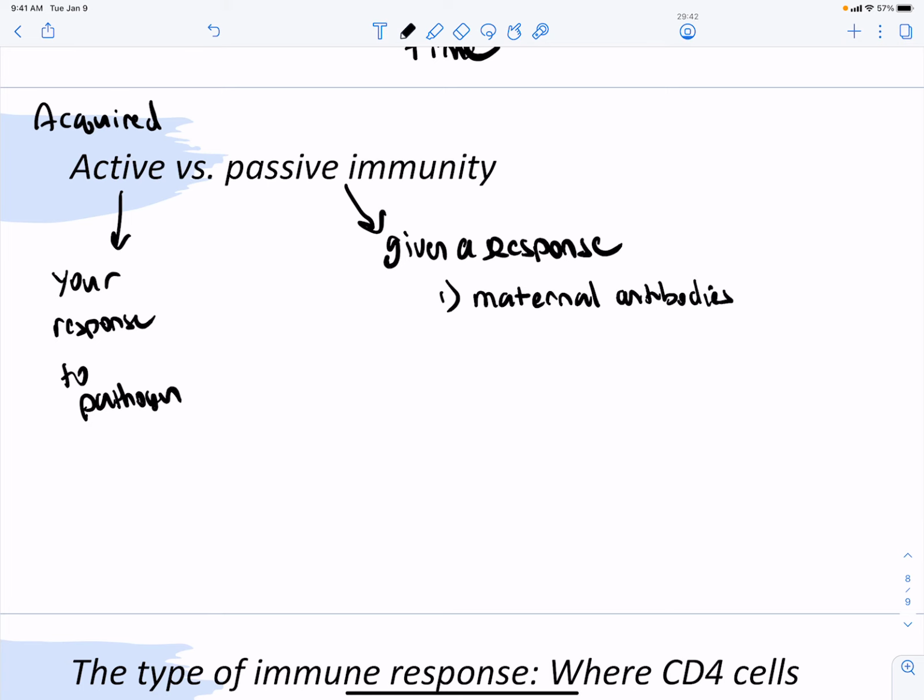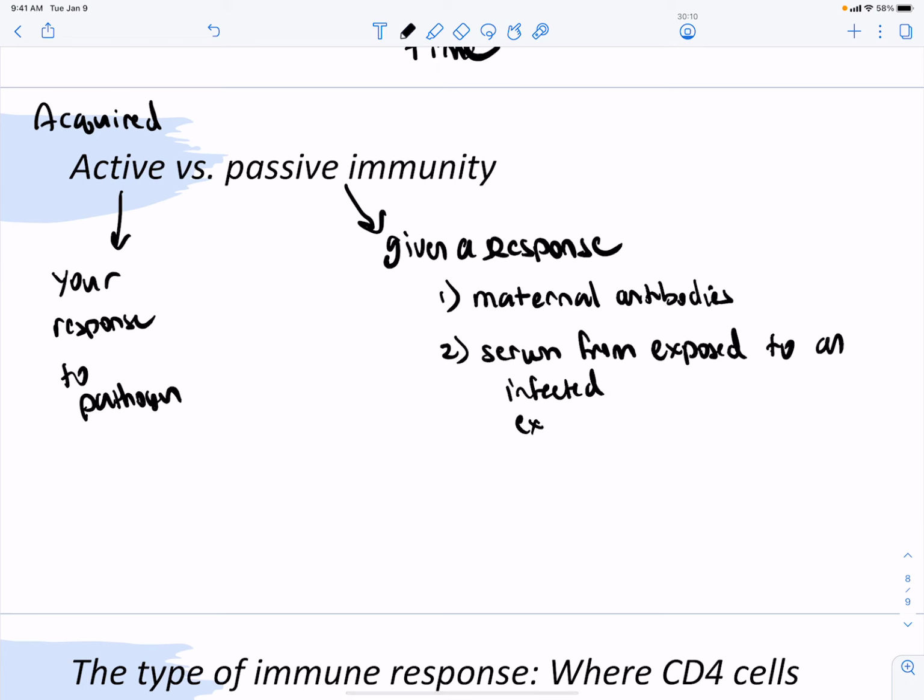This could be serum antibodies from an exposed person to an infected person. So the exposed person was infected at one point, developed antibodies, and you can take those antibodies from that person who recovered from the infection, transfer it to a person who is suffering from the same infection, and provide passive immunity. An example of this is rabies.